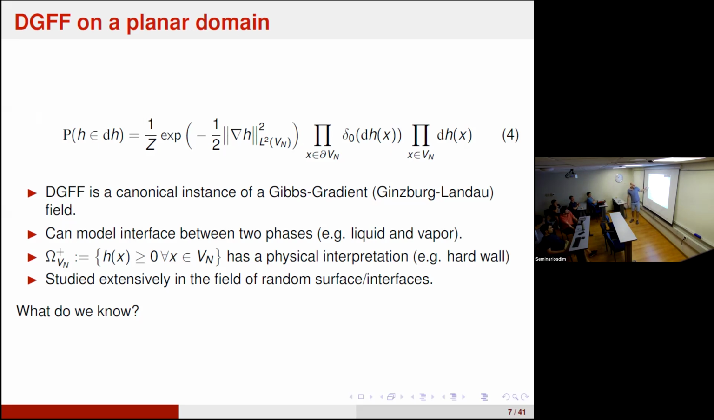One thing that physicists use it for is to model the interface between two phases or two materials, one say in liquid phase and one in vapor phase. Conditioning things to be positive says that you confine these two phases, this material, inside some container, and so the interface cannot be negative because there's the floor of the container. And so it's studied extensively. So any questions?